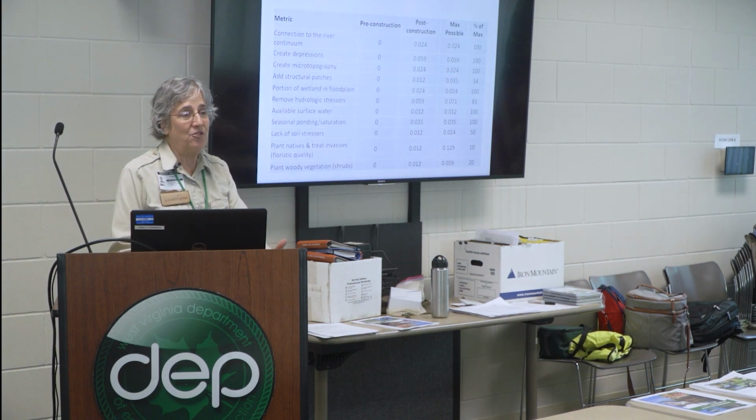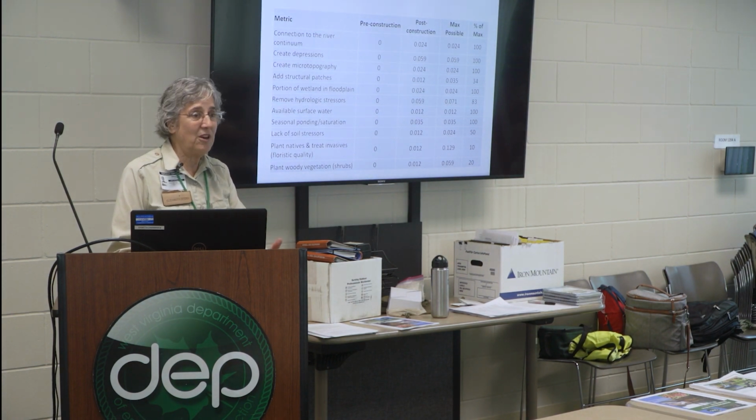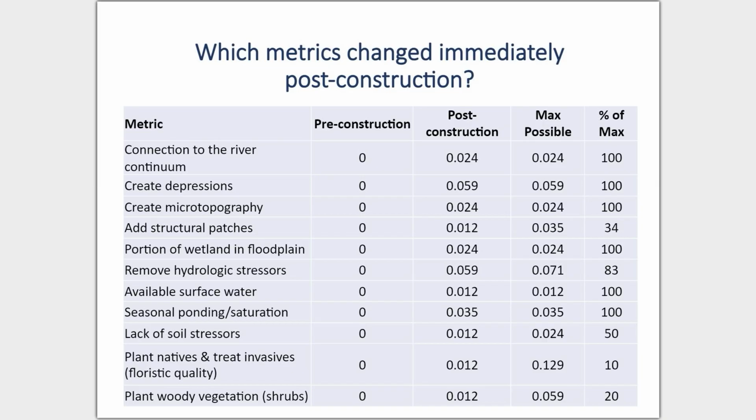So if we look at which metrics changed immediately, just post-construction, year 1, you've constructed it, you've already got a significant change in a bunch of metrics. You've connected your wetland to the river continuum, so those connection boxes have been checked and the disconnection boxes are now gone. You've created some depressions that hold water and attenuate the flood peaks, and in all these cases they're getting 100% of the maximum score post-construction, so right away. Creating microtopography, again, right away you can get 100% of that total score.